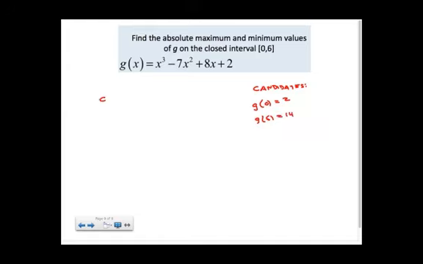Now, the only other places to look are critical points, or critical values. Those are places where g prime is 0 or g prime is undefined. So let's find g prime of x, and we'll work from there. So g prime of x will be 3x squared minus 14x plus 8. That's never going to be undefined. It's a polynomial. So we'll look and see where this is equal to 0. And hopefully we can factor this fairly easily. Otherwise we'll go with the quadratic formula.